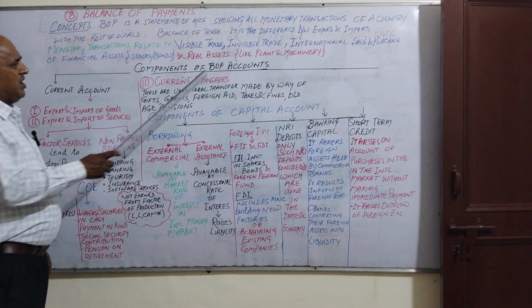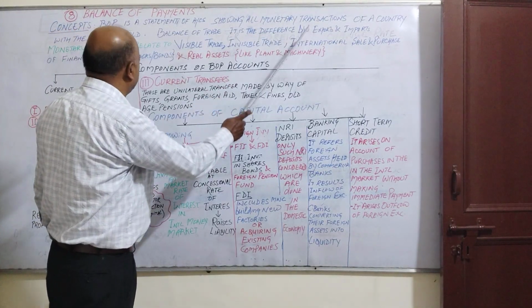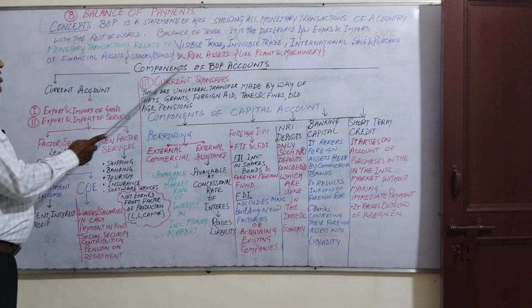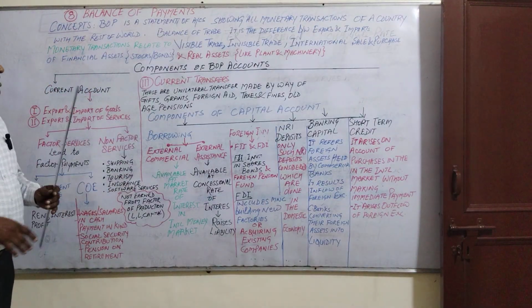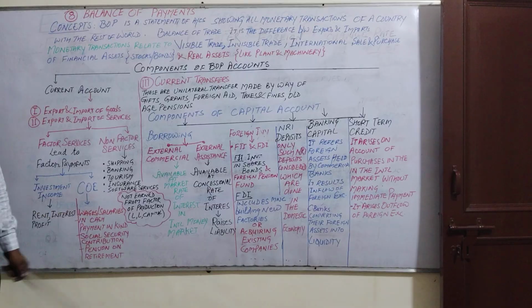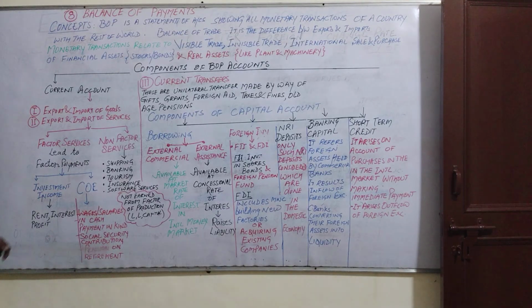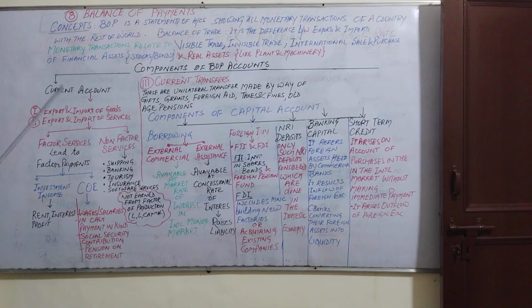We should not confuse it with BOT. It is different, balance of trade. Now the components of the BOP account. There are three components: current account, capital account, and official reserve account. So first of all, I would like to discuss the first one, current account.